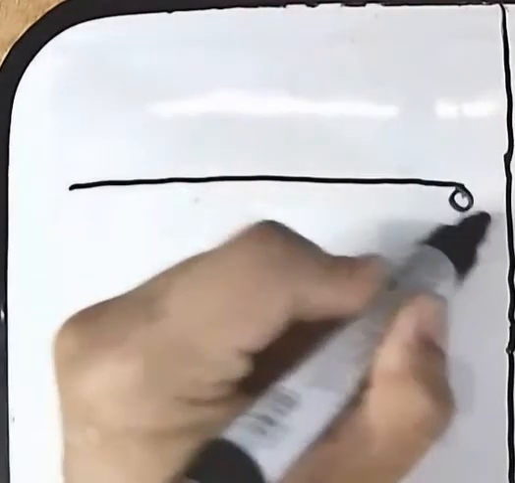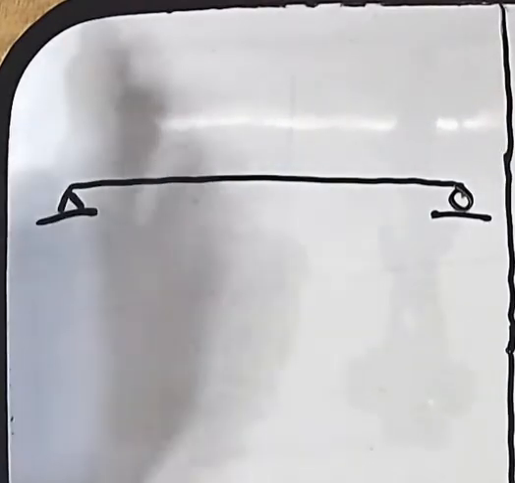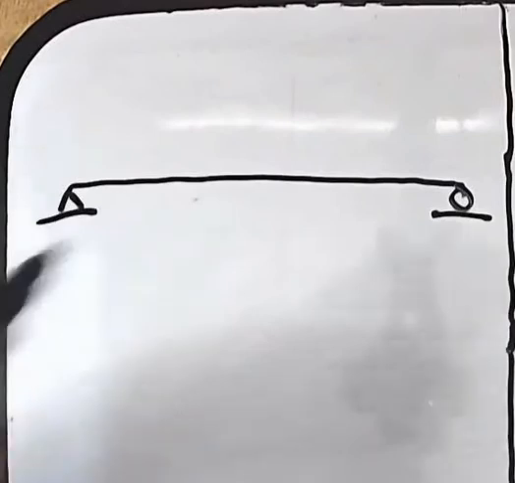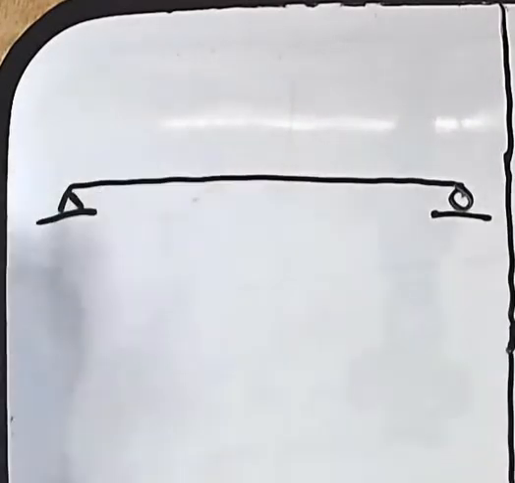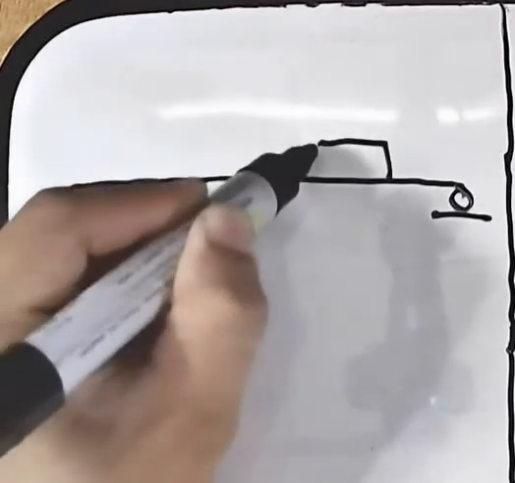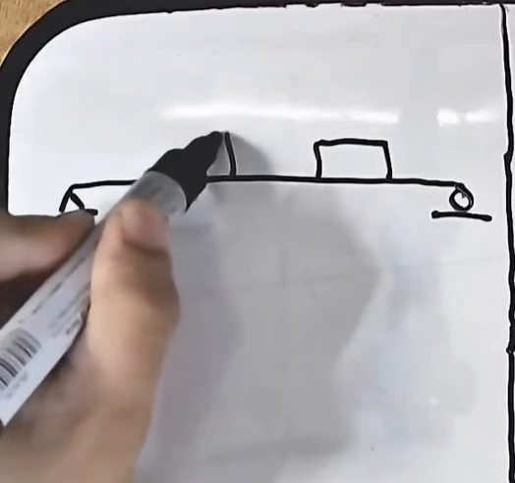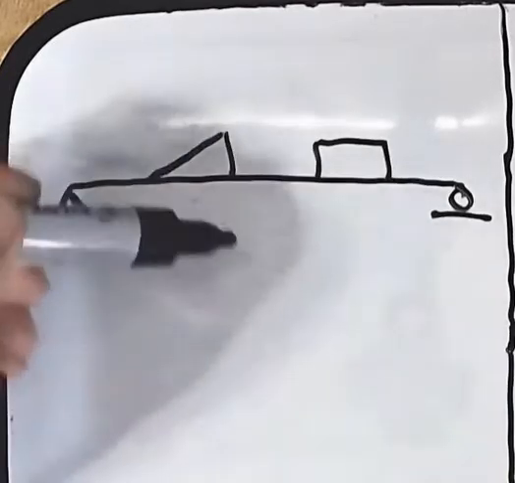Hello class, good morning. So let's make another example. This time, a longer beam, but we are still dealing with a simply supported or determinate beam. Usually my figure is a pin and then a roller on the other side. This is still a simple beam. So let's place a uniform load here and then a triangular load on the other side.